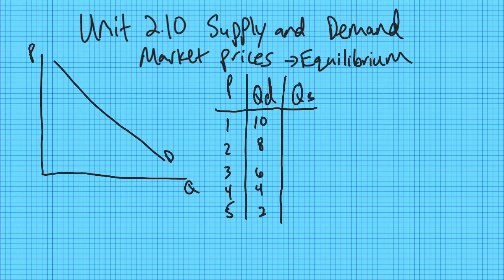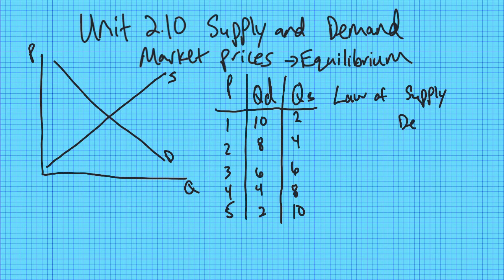But then we can also put quantity supplied right next to it. And we know that when price goes up, the quantity supplied is going to go up. And so we might get something like this, 2, 4, 6, 8, and 10. And none of that is new to us. We know that we're going to have this upward sloping supply curve that's going to look something like that. So this is very basic information based upon what we know about the law of supply and the law of demand.